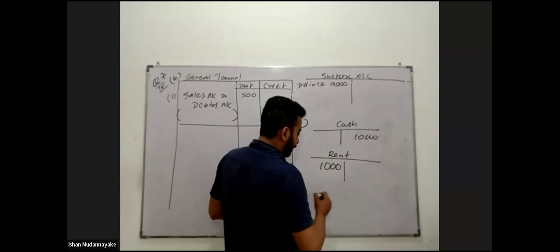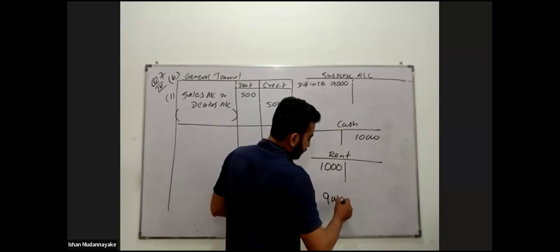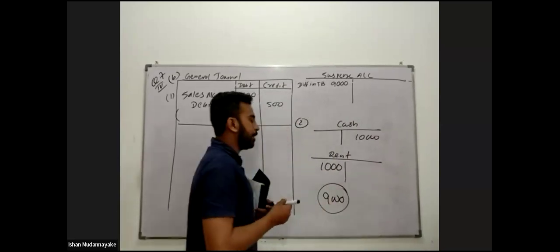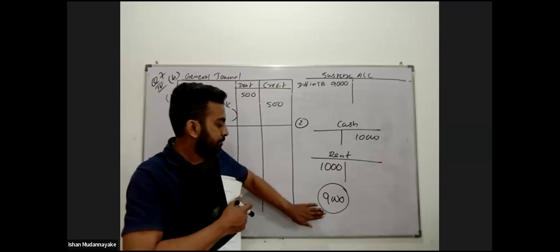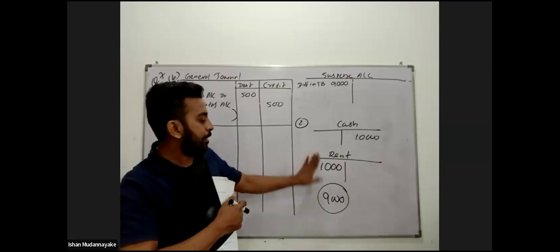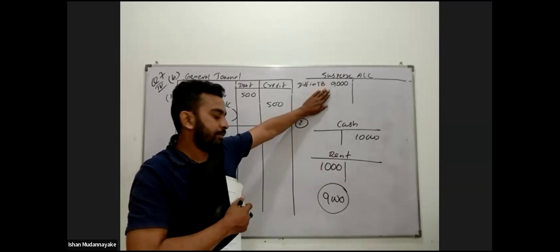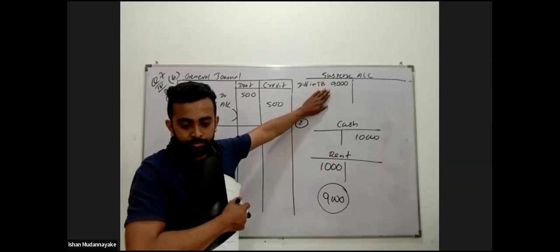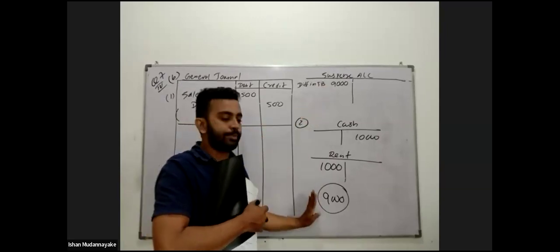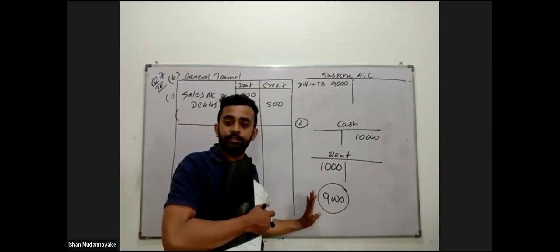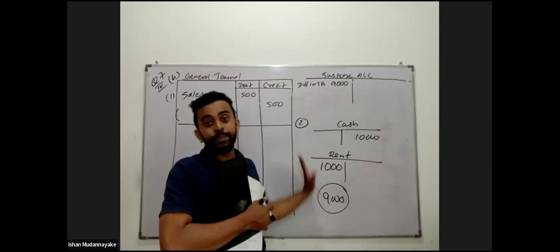Then definitely this 9,000 you have transferred to a suspense account. To the suspense account you have debited this 9,000, to balance the trial balance. Then how to correct this error?